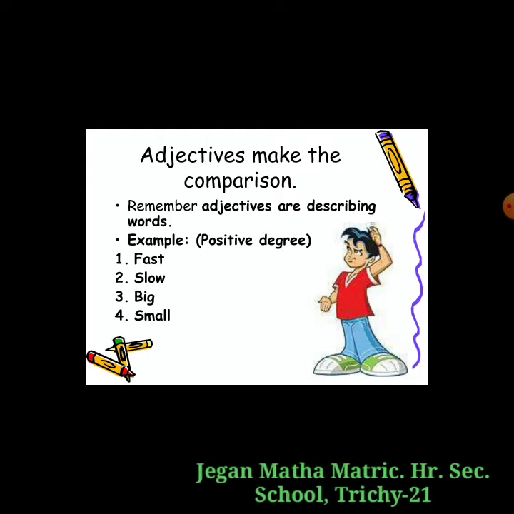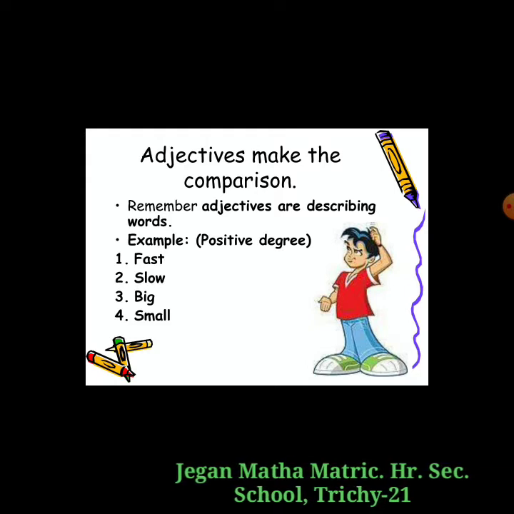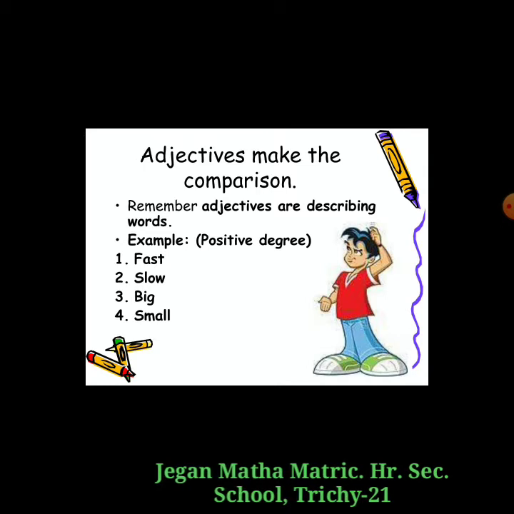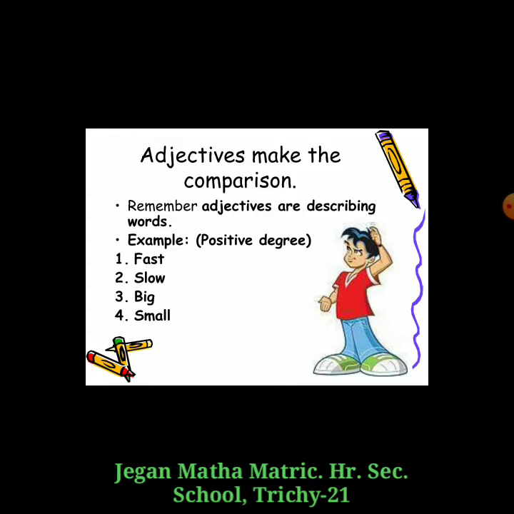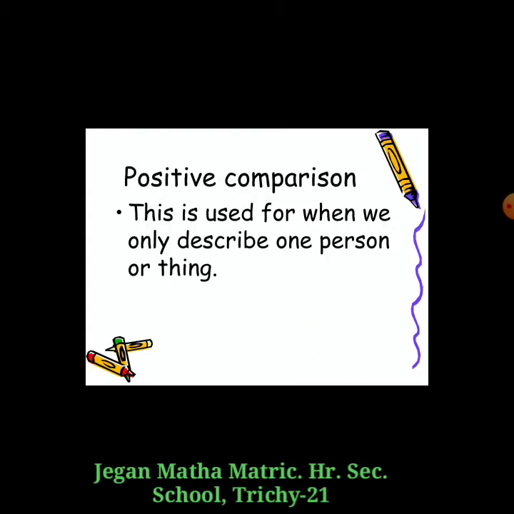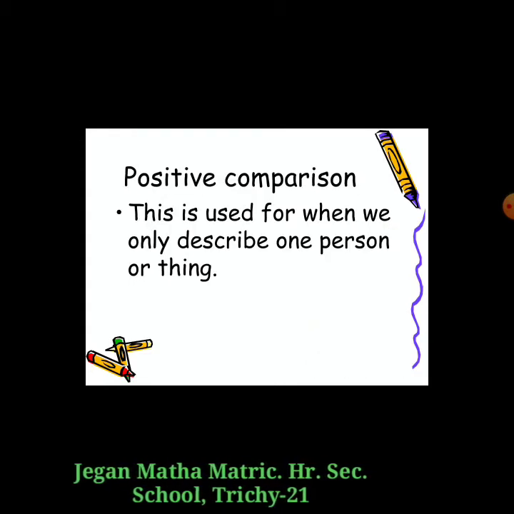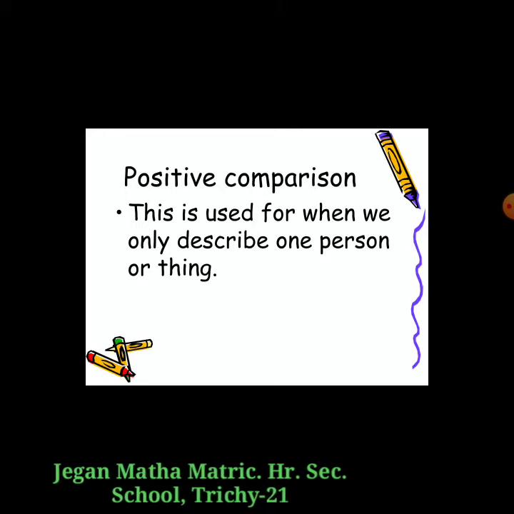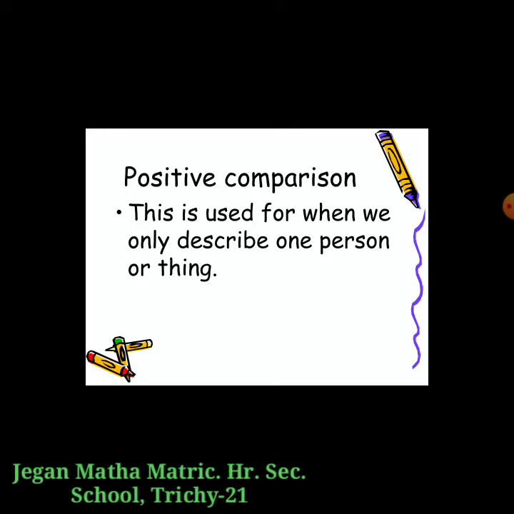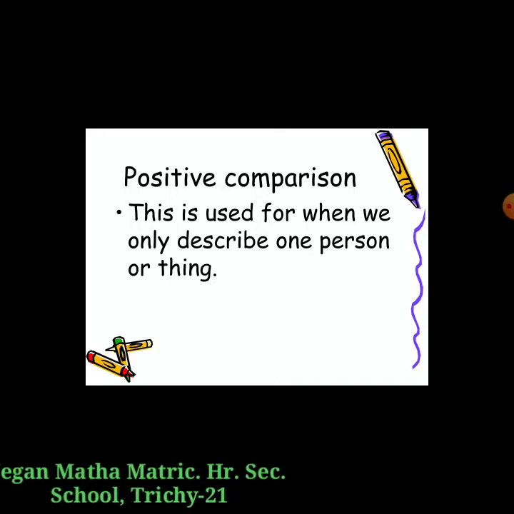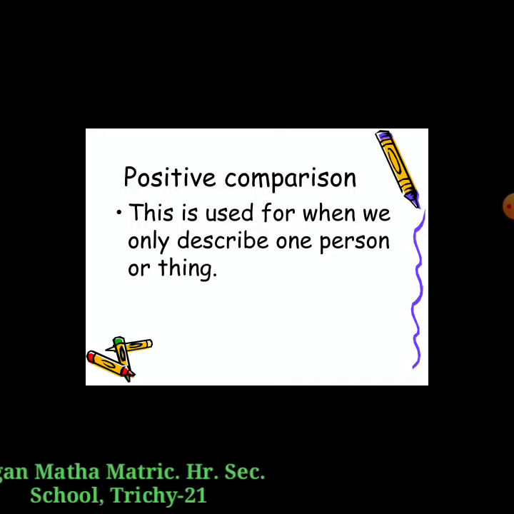Remember, adjectives are describing words. For example, positive degree: fast, slow, big, small. Fast, slow, big, small, these are adjectives. Positive comparison is used when we only describe one person or thing. It is called positive degree.